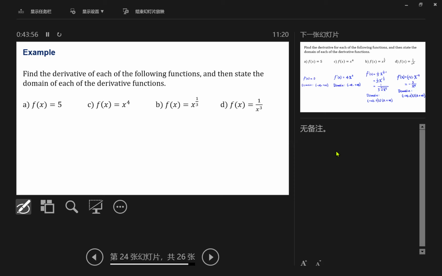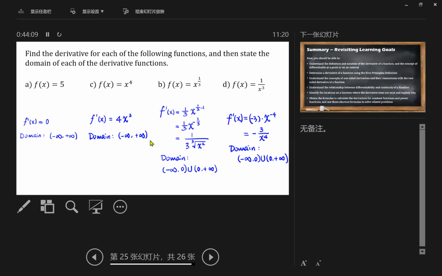Okay, first question, first function is a constant function. Therefore, for a constant function, its derivative is 0 at any point, right? Therefore, we have the derivative, f prime x, is always 0. And the domain of this derivative is from negative infinity to positive infinity.